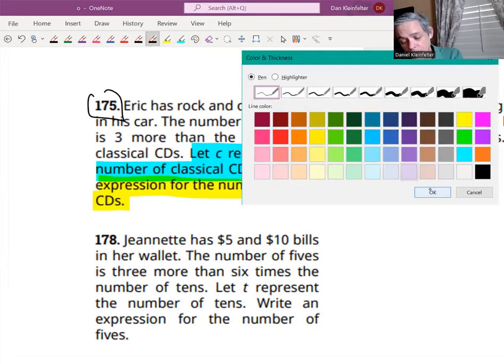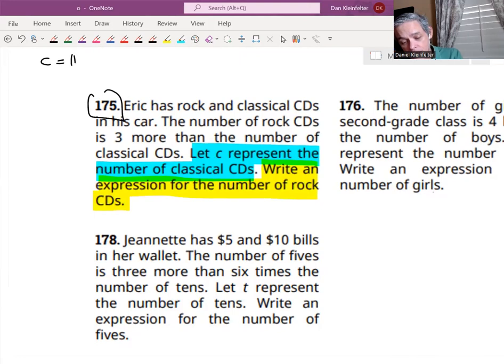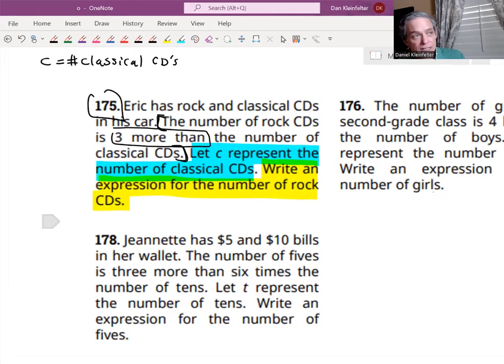So if C is the number of classical CDs, okay, the part that is highlighted now I've already dealt with. So what else? The first sentence is just kind of setting the stage. Eric has rock and classical CDs in his car. So that piece is not as helpful. The next part is the part that is going to answer the question for us. The number of rock CDs is 3 more than, that sounds like an addition. It's 3 more than the number of classical CDs. So C plus 3 will be the number of rock CDs.